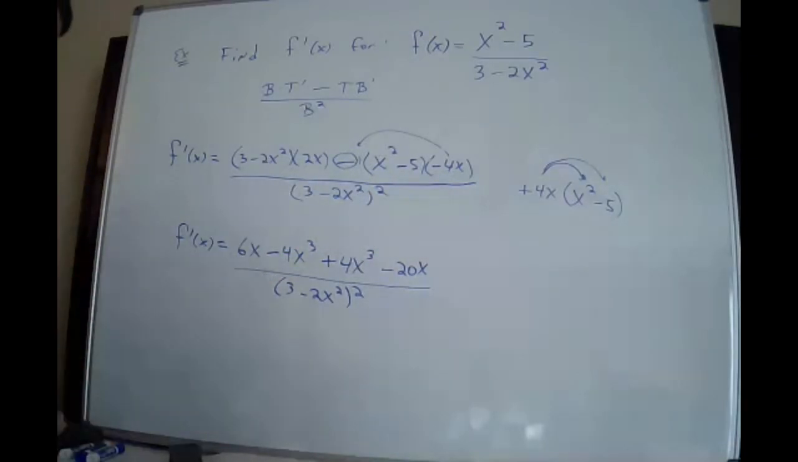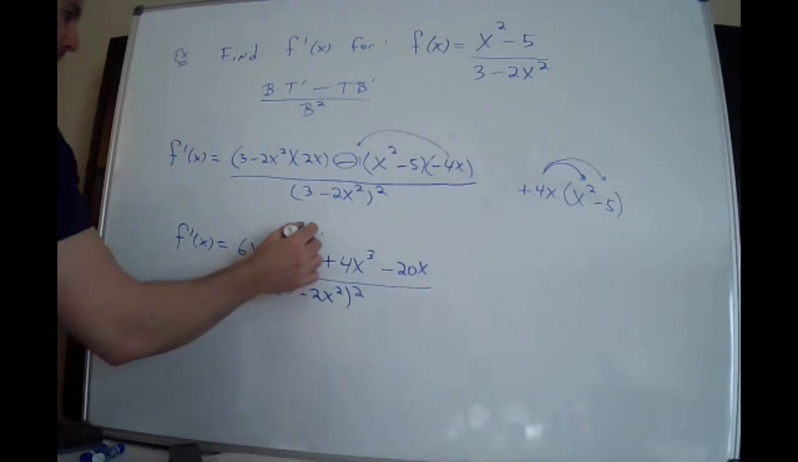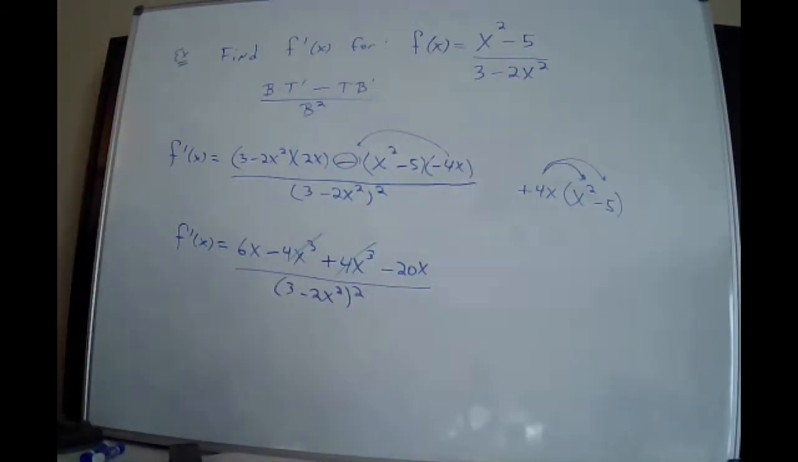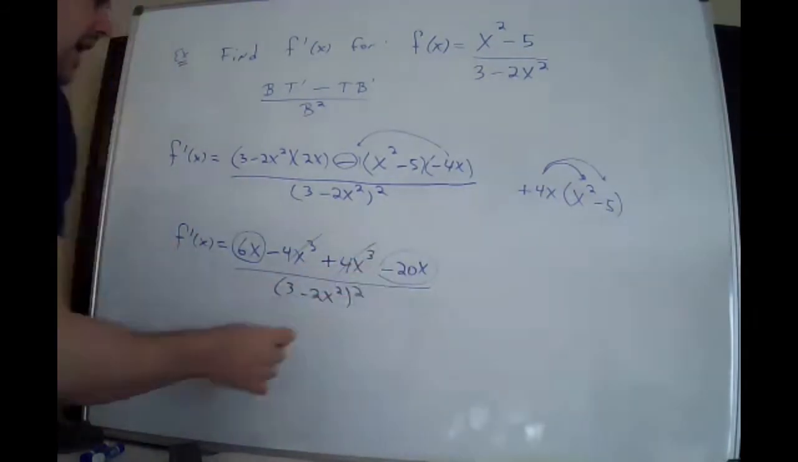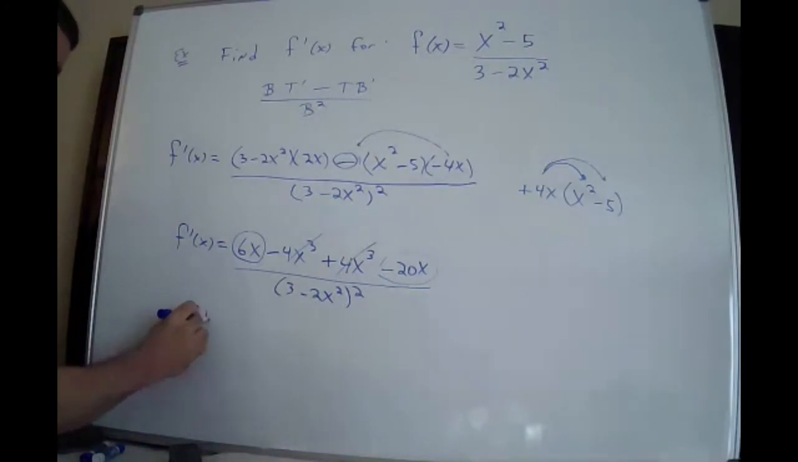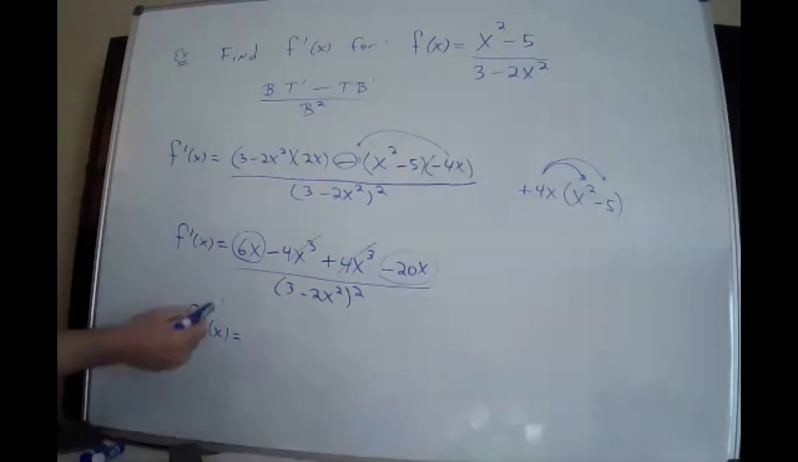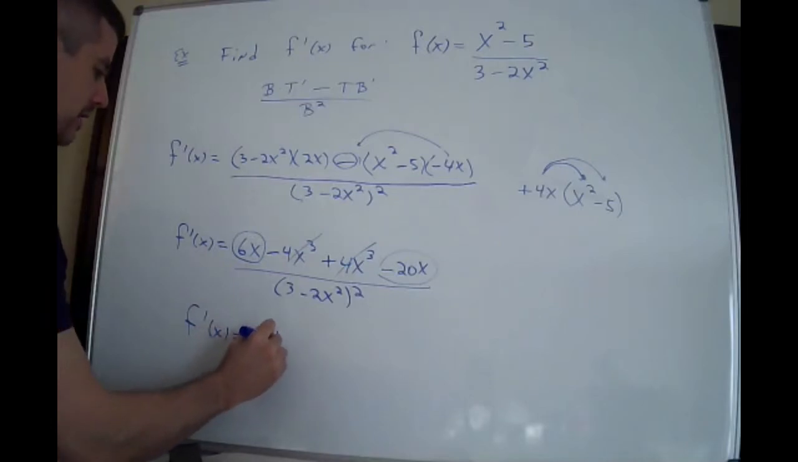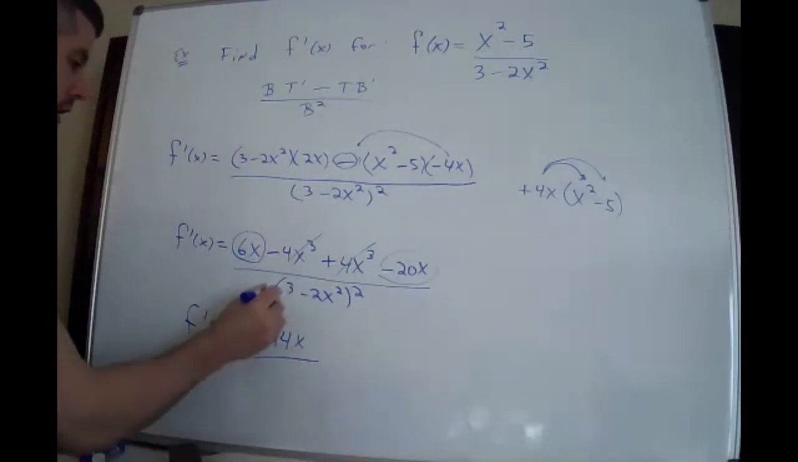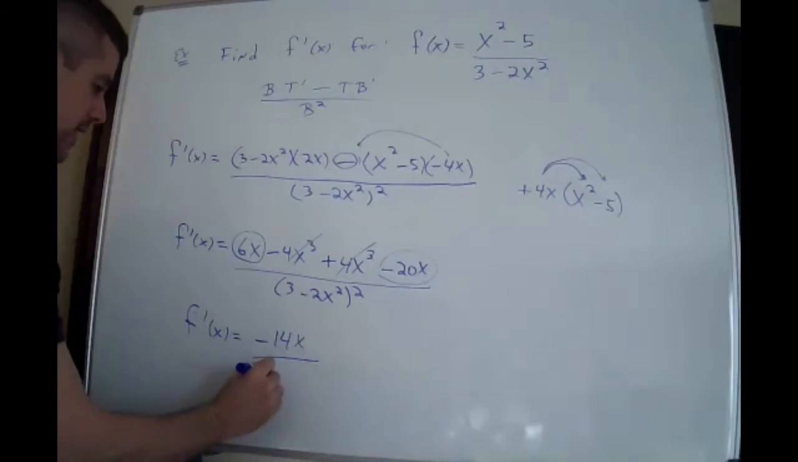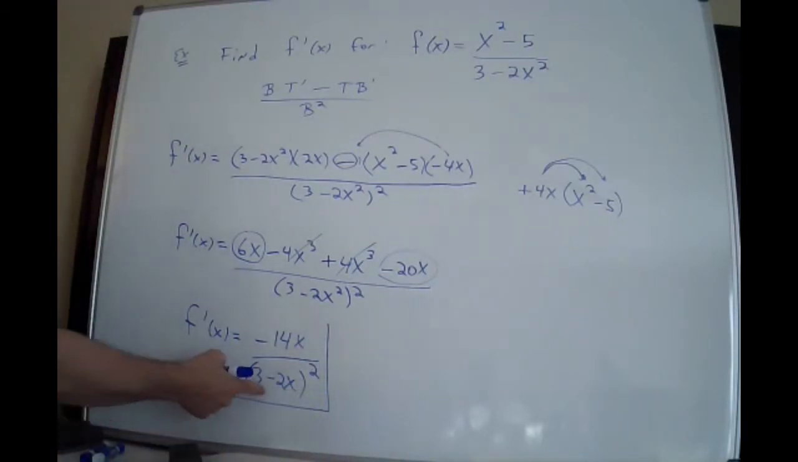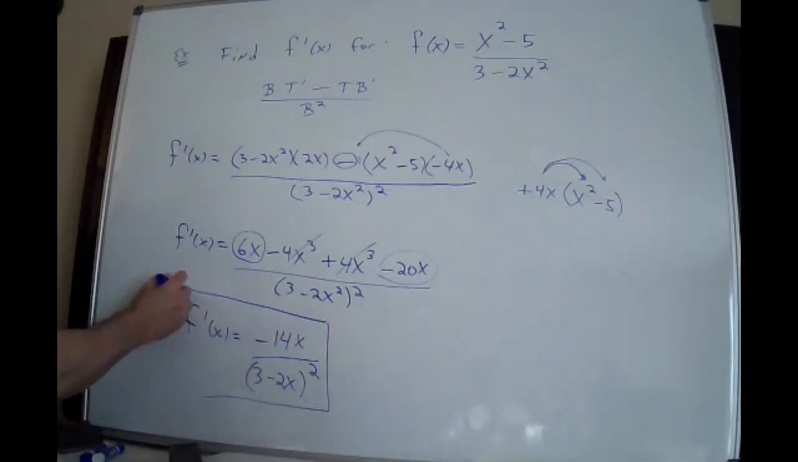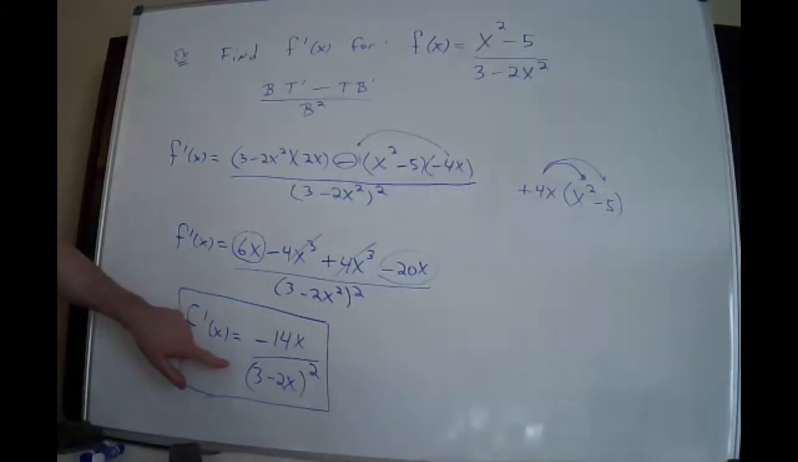Now, these wipe out. You have a positive 4x cubed and a negative 4x cubed, and they go away. And these are like terms, so I can combine them. I have 6x and I lose 20x. Let's hope this fits at the bottom and we can see it all. 6 take away 20 is -14x, all over the bottom squared. Should you multiply that out? No, you shouldn't. There's no reason to multiply it out. There's no benefit to multiplying this out, right?